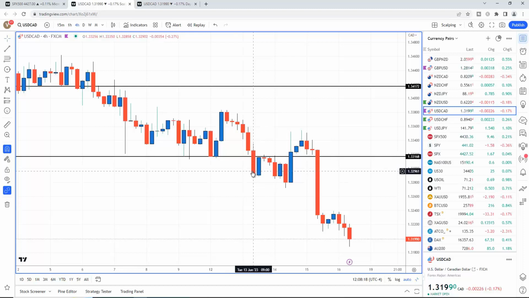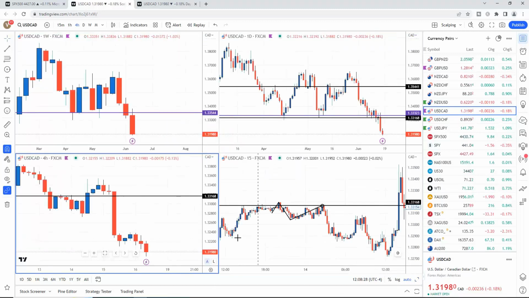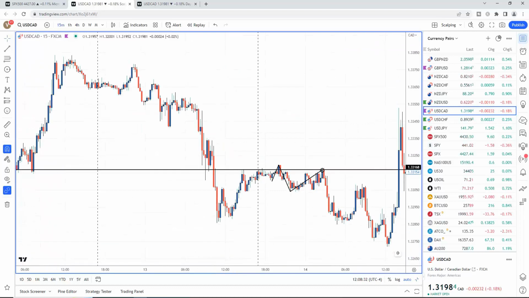And so when that happens, what we want to do is go down to our entry time frame to see if there's a reason to sell it back at this level. So let's go down to the 15-minute chart. And here we are on it right now.